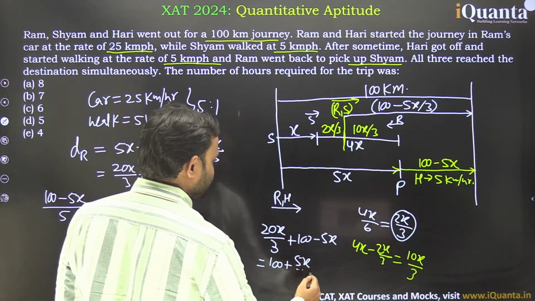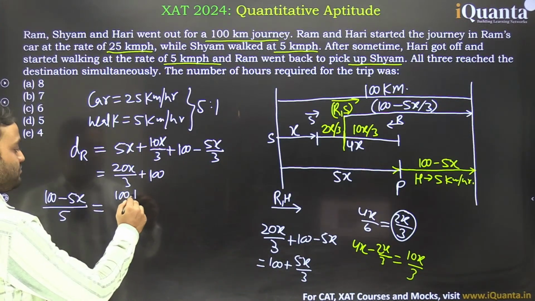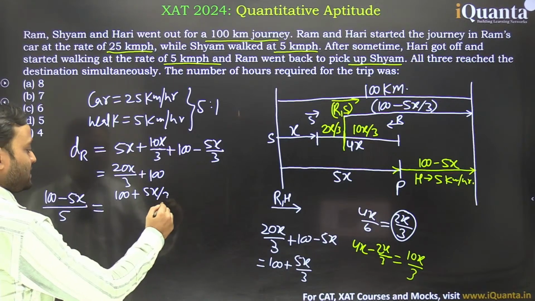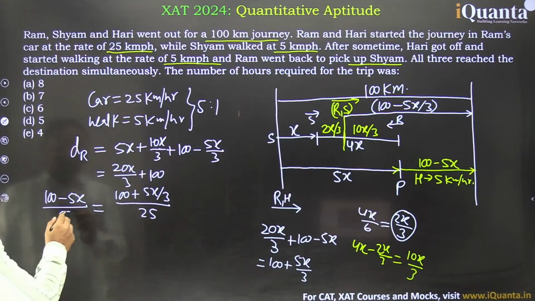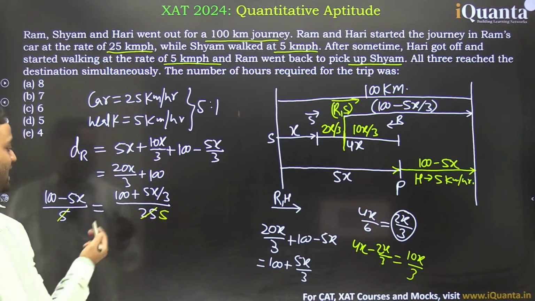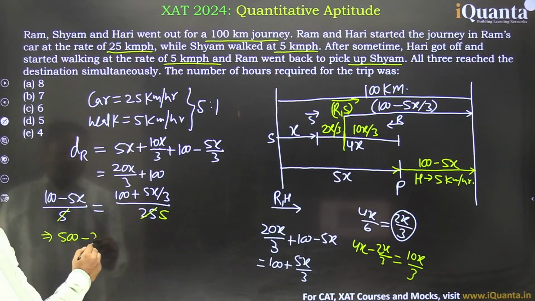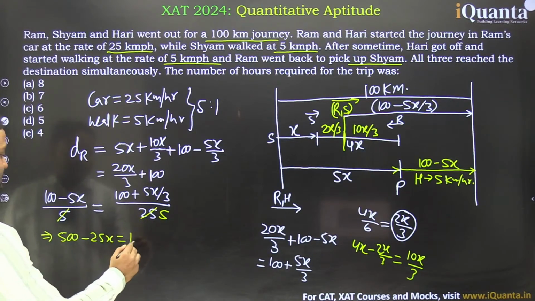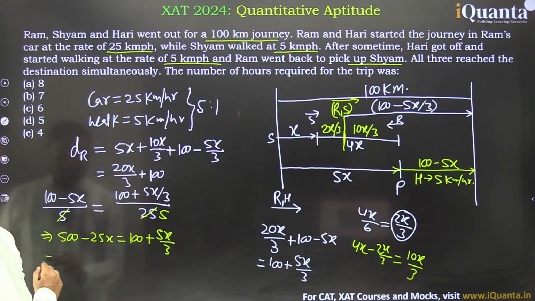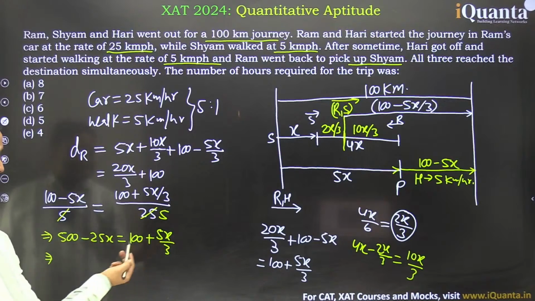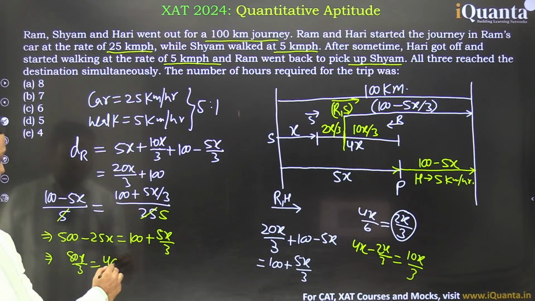by 3, right? So 100 plus 5x by 3 upon 25. This is what we are doing here. We are equating the time taken by them, and these two should be equal. So this will be 500 minus 25x is equal to 100 plus 5x by 3, or take it that side, this will be 80x by 3 is equal to 400.